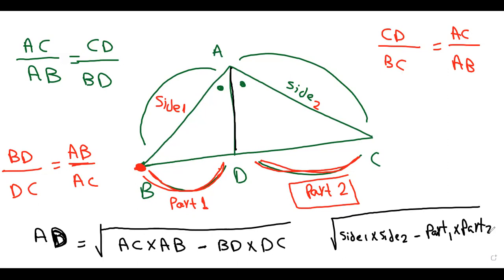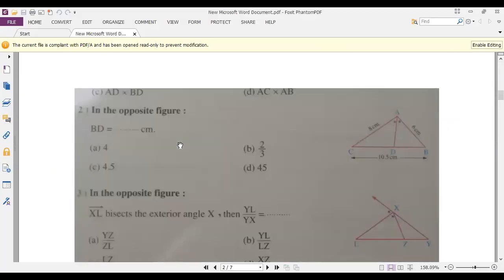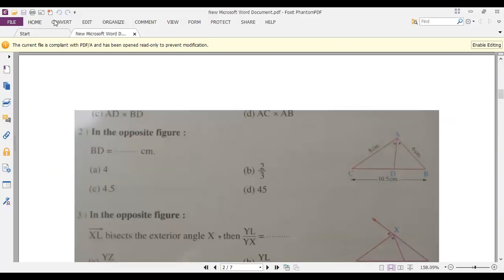So what is the conclusion we reached? I've said that the angle bisector from any vertex divides the base into two parts. The ratio between them is equal to the ratio between the other two sides of the triangle. Did you get it? Let's take an example about this part.